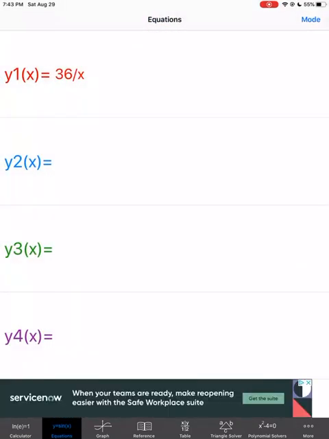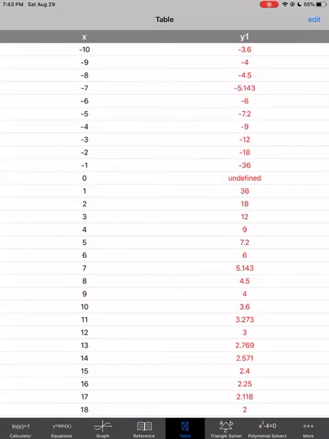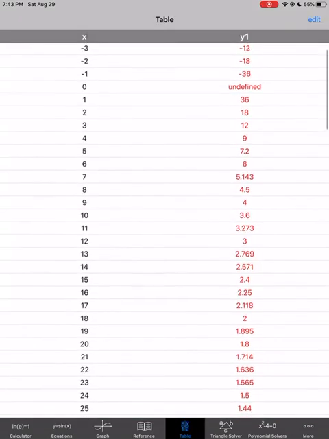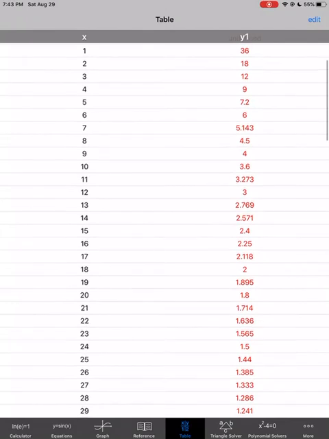All right, save it and go to the table. When you go to the table of values, if you start with 1, the factors of 36 are 1 times 36. It goes side by side. 2 times 18, 3 times 12, 4 times 9. When I get to 5, 5 is not a factor because the other number is a decimal, 7.2. So the next factor will be 6 times 6.